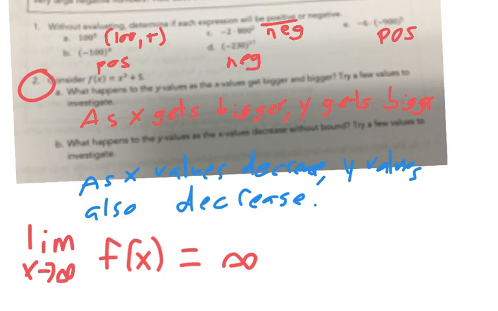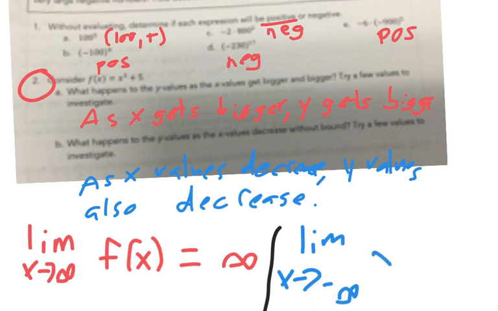Now, think about what 2b would look like in limit notation. I would talk about the limit as x approaches negative infinity. If the x's are getting smaller and smaller and smaller, the x's are approaching negative infinity. As we get closer and closer to negative infinity, what are the y values doing? They're also decreasing. So f of x is getting closer to negative infinity.